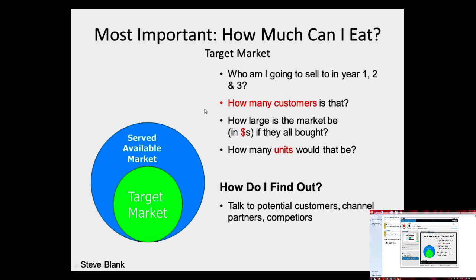So target market is where you're going to start first. You have to start somewhere, and you should start where you're going to be most successful. And that's an important part.